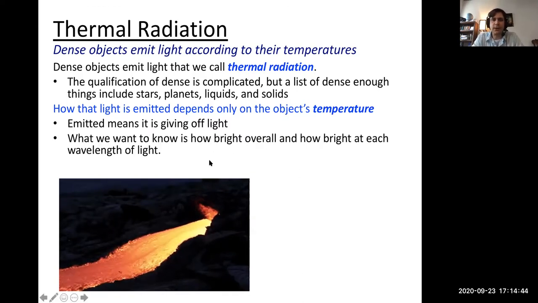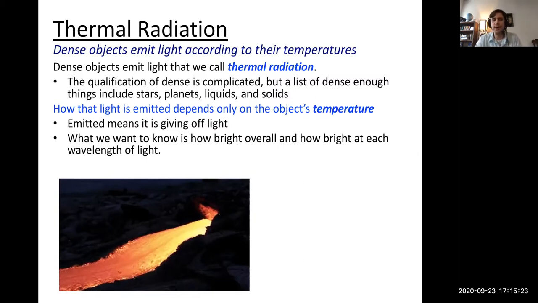And what do I mean by how it is giving off light? Well, the things that we're really going to be after is we want to know how bright something is. So how much light in total is it giving off? And then we want to know how bright at each wavelength. So we can see down here with this lava that's flowing, this nice little lava river, that some of it appears to be yellow and almost white up here. And some of it is sort of a deep red, some of it is an orangey color. Clearly, it's giving off different wavelengths of visible light, and a different balance of how much of each wavelength of visible light it is giving off.